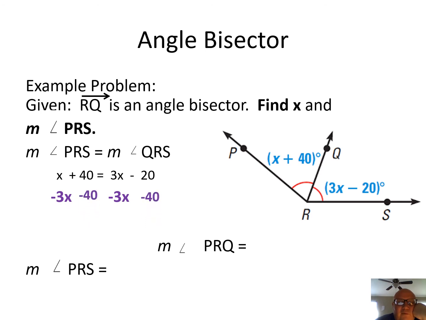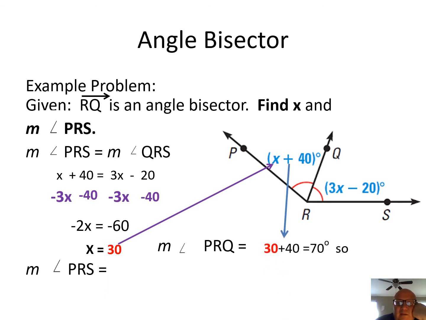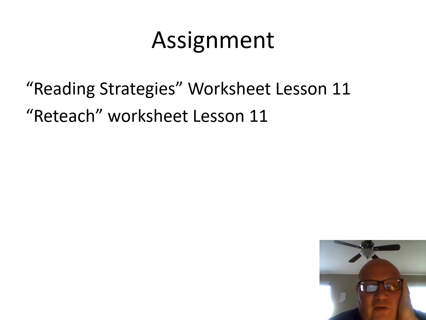Minus 40, negative 2x equals negative 60, x is 30. So x is 30, you plug it in, 3 times 30 plus 40 is 70. So 70 degrees for PRS, and because it's an angle bisector, I can already say that QRS is going to be 70 as well. And altogether, it's 140.